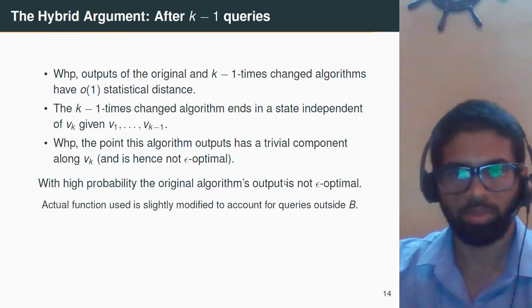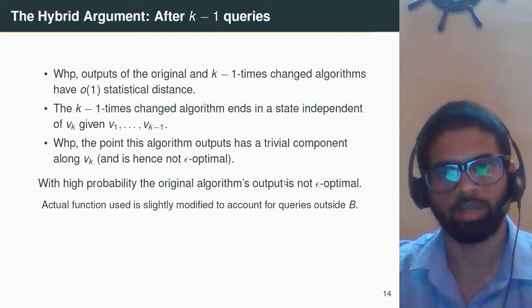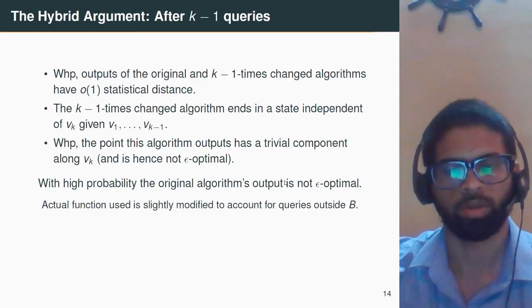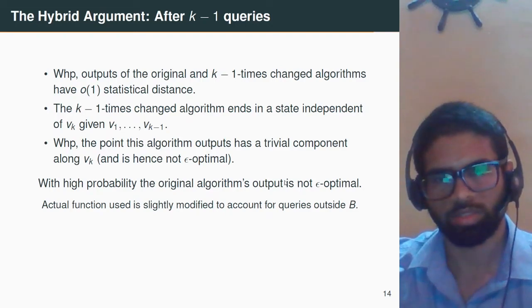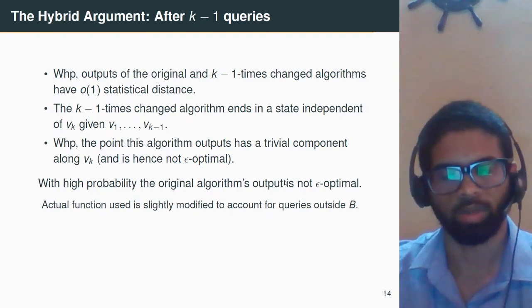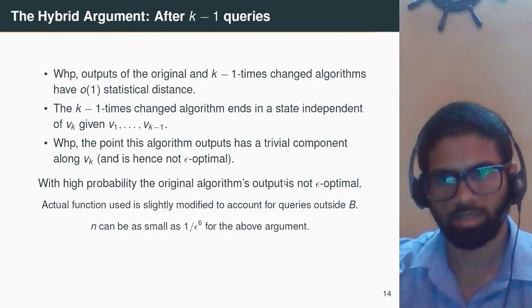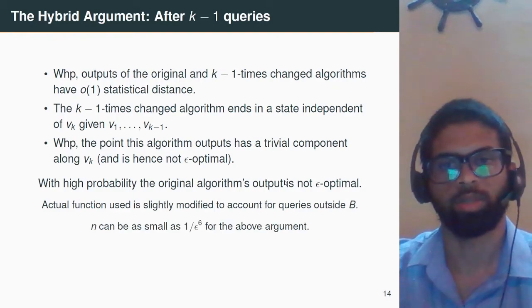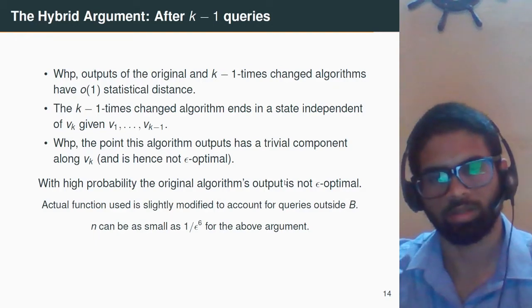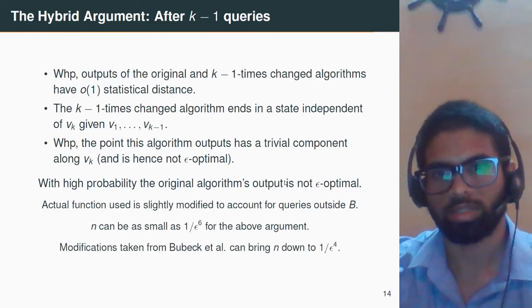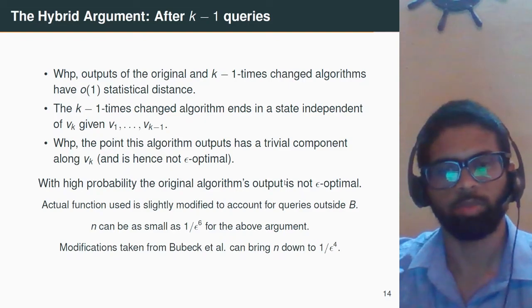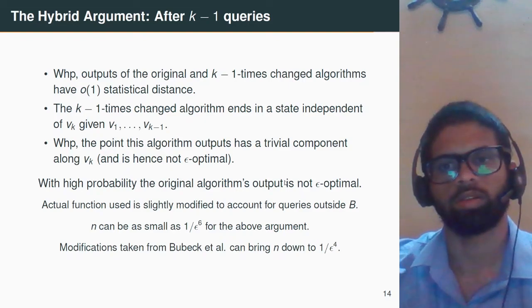The actual function that we use is slightly modified, because we might query outside the unit ball as well, and we want to account for those. It's a small modification, and I'm not going to go into it here. Other points of note are that the n actually doesn't have to be really large. It can be as small as 1 by epsilon to the 6. And with the modification taken from the same Bubeck et al. paper, you can bring n down to 1 by epsilon to the 4.